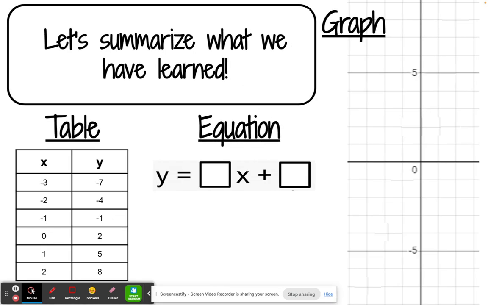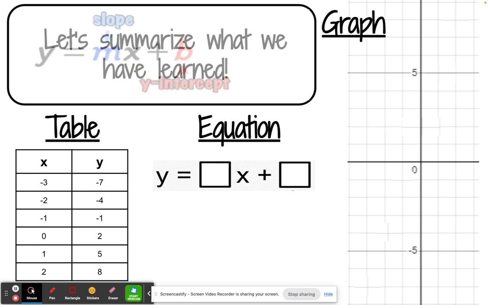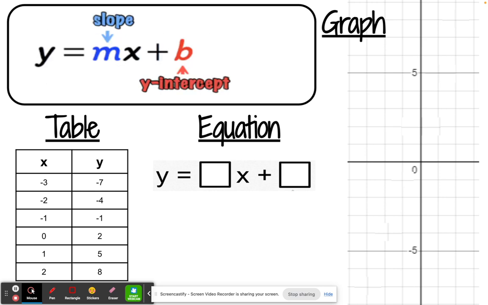So let's summarize what we've learned. Look at this table. We want to write this in y equals mx plus b form. So first, let's figure out our m. What is my change in y? That is 3. My change in x is 1. And you can check that anywhere on this table, 5 to 8. My change in x is still 1, my change in y is still 3. It should be a constant pattern. So 3 over 1, my slope is 3.